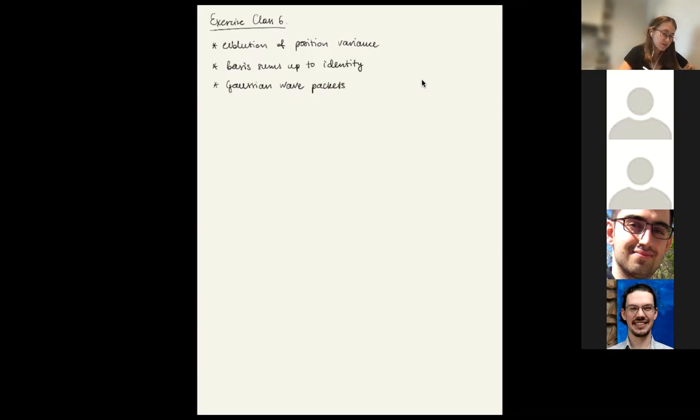So let us start with the evolution of the position variance. In the lecture, we've already seen the free particle. The free particle is the system which is described by the following Hamiltonian. So it's just a free Hamiltonian H, which is P squared over 2 mu. This is analogous to the classical case where we just consider the Hamiltonian of the freely moving particle without any potential. So basically, in this case, the potential V equals zero. This is the free particle.